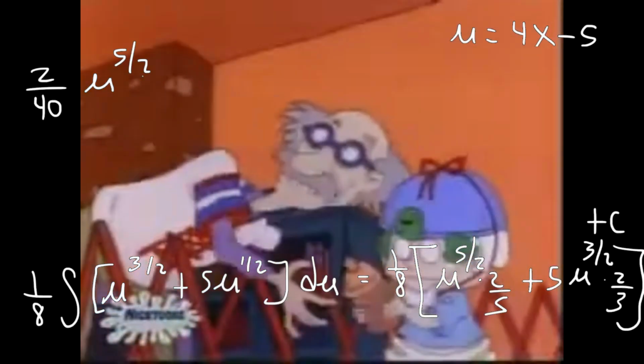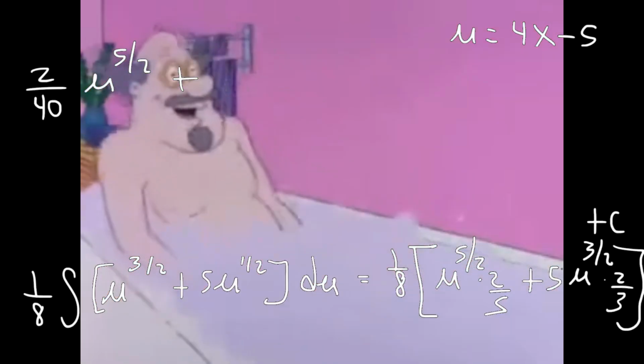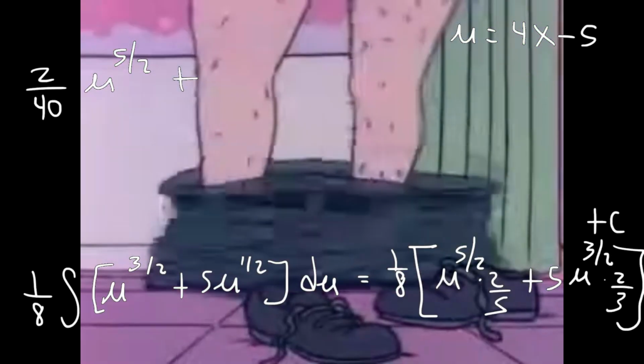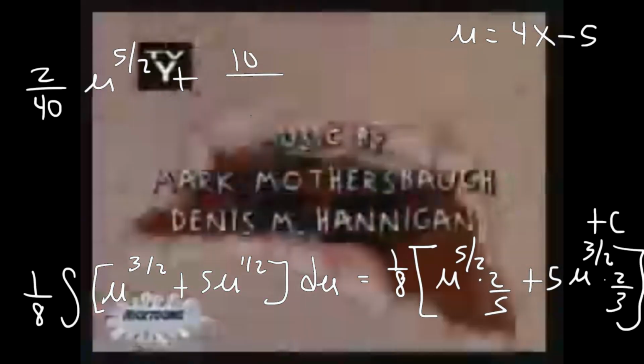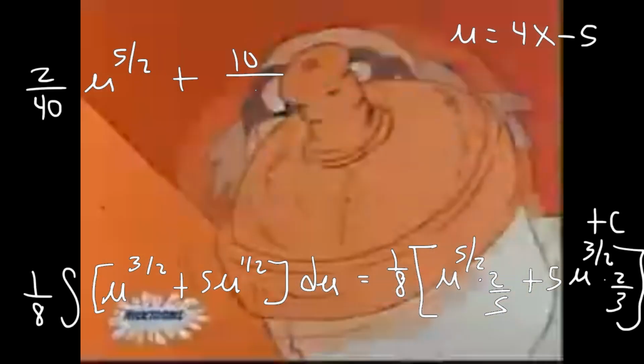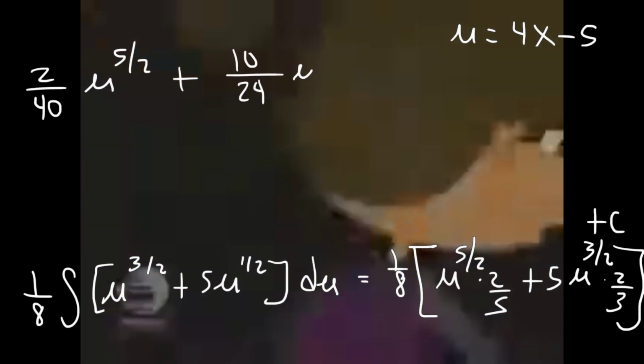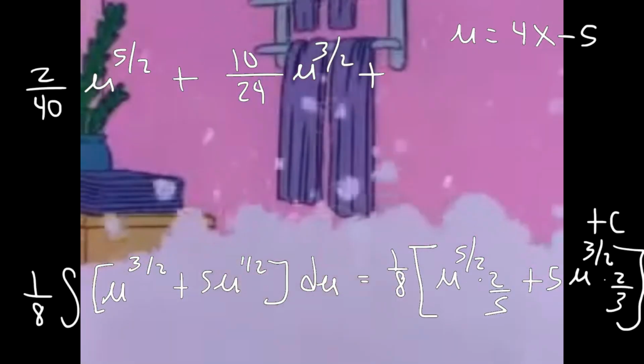1 over 8 times 2 over 5, that's going to be 2 over 40. And then times u raised to the 5 over 2. And then we have 5 times 2 over 3, that's 10 over 3. Times 1 over 8. So that's going to be 10 over 8 times 3 is 24. And this is going to be u to the 3 over 2 plus c.